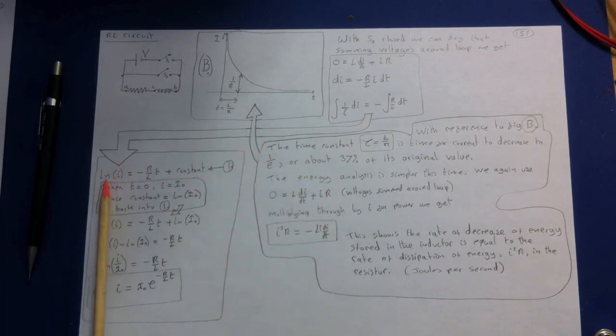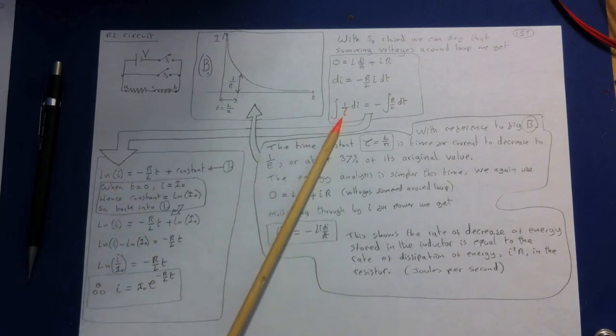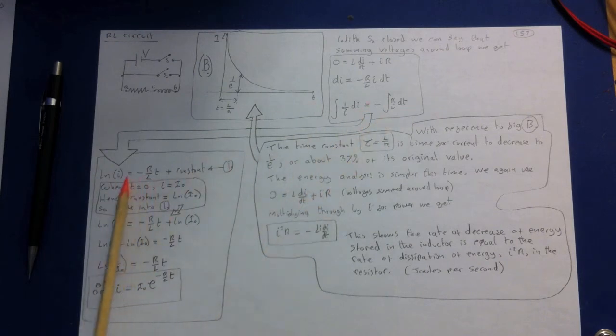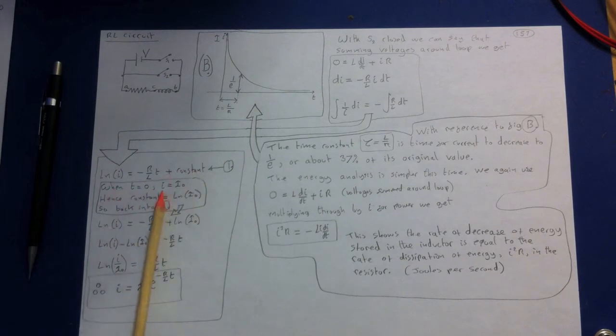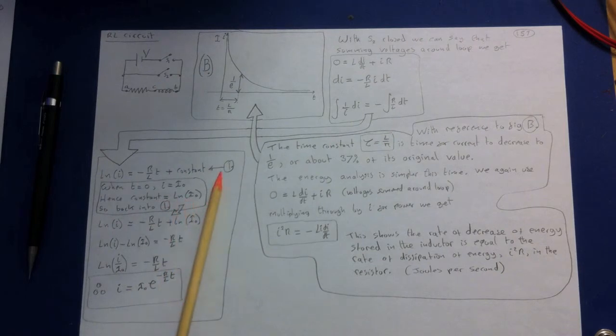We'll continue, so we get ln I. Once you take the integral of 1 over I, you're just going to get ln I, and same for the other side, minus R over L t. Now to find the constant, when t equals 0, we know that I equals I0, hence the constant equals ln I0. We'll place that back into 1, and then we just get ln I equals this. We've got a log on that side, bring the logs together, again use the rule of logs. That's the same as ln I over I0, which is here.